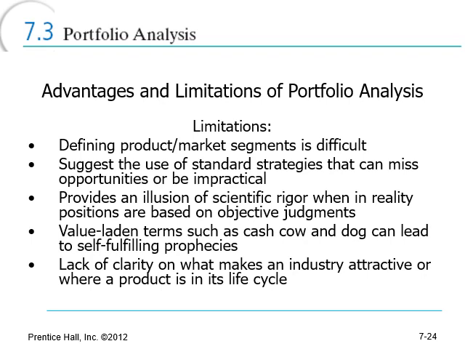At the same time, it has some problems or some limitations. One of these limitations is that defining product or market segments is very difficult. I mean, you cannot treat a specific product or a specific market segment separately. Okay, it provides an illusion of scientific rigor when in reality positions are subjective. I mean, it will be something fuzzy, unclear, or ambiguous.